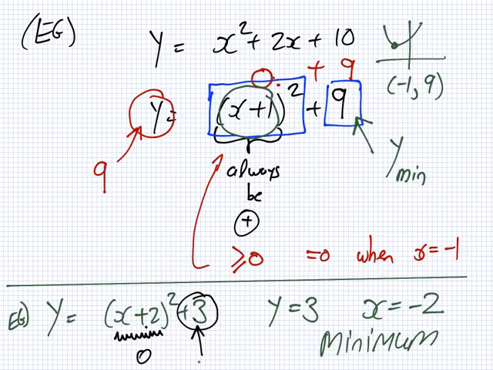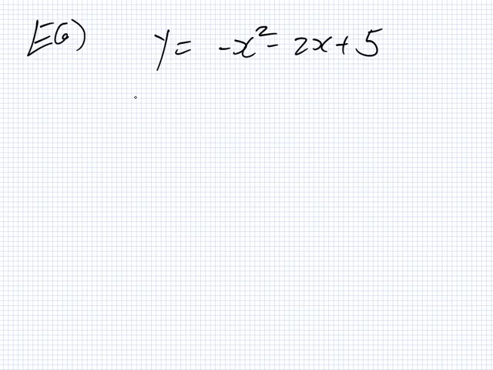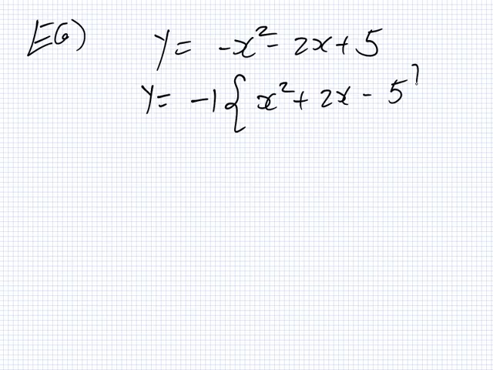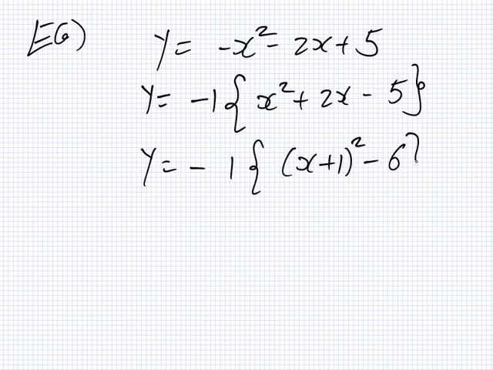We'll do a maximum now. Scroll down. Let's take something like this one. y equals minus x squared minus 2x plus 5. So first I should factor out minus 1. I'm left with x squared plus 2x minus 5. This will become minus 1 times (x plus 1) squared minus 6. So this becomes minus (x plus 1) squared, plus 6.